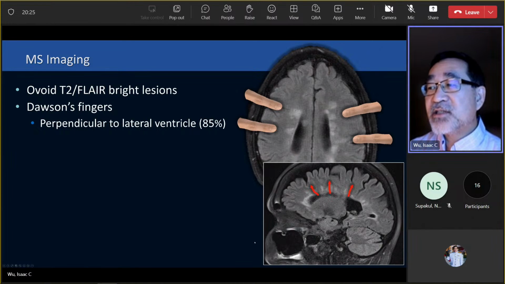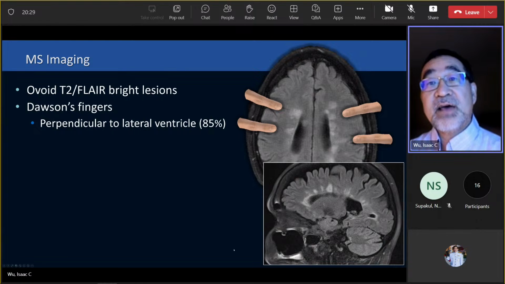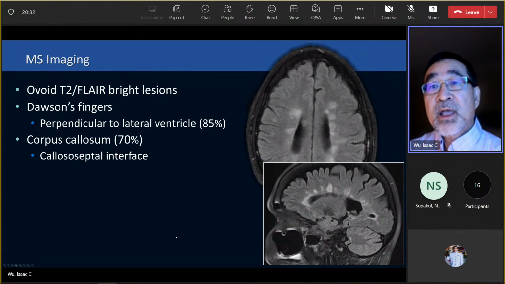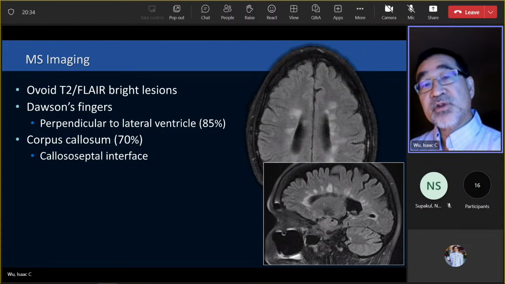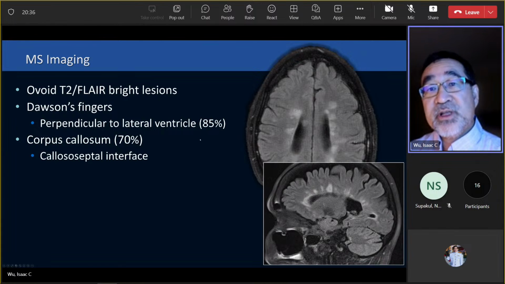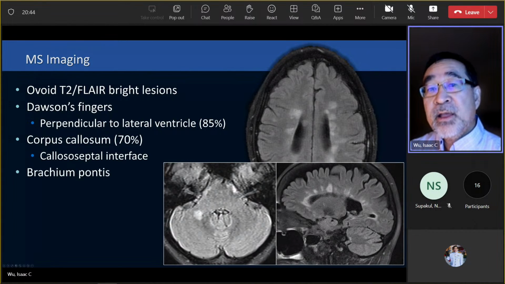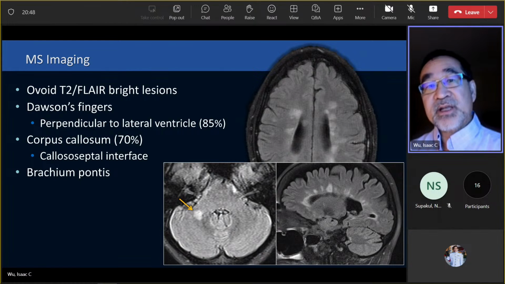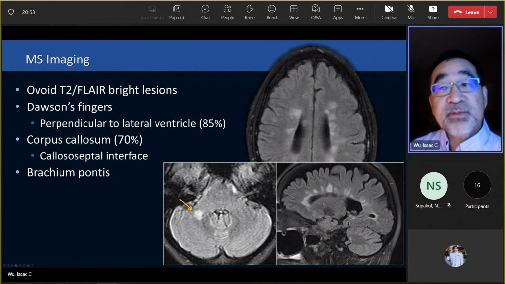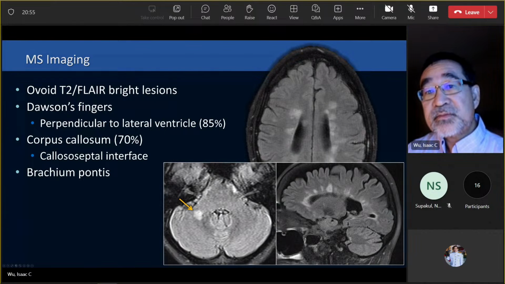And this is also Dawson's finger. You can see they are perpendicular to the axis of the lateral ventricle. And involvement of the corpus callosum is also very common for MS, especially in older patients, especially involvement of the callosal-septal interface, the undersurface of the corpus callosum. And the one that's not in the criteria, well, I suppose it's in the criteria because it's an infratentorial lesion, but we also often see that MS loves the middle cerebellar peduncle.